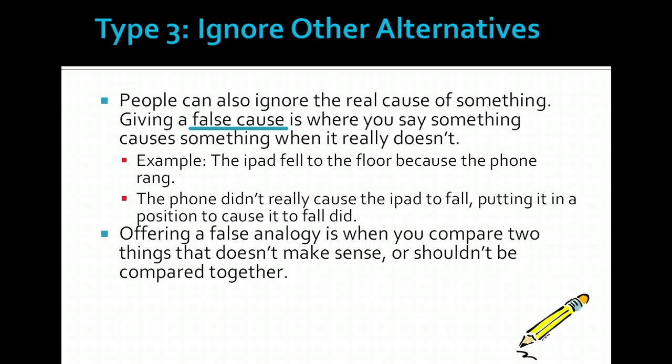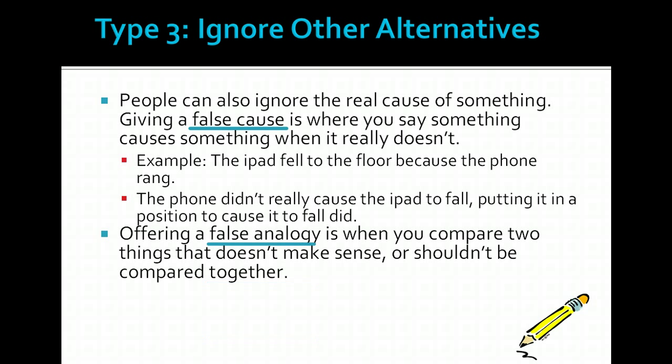And then also offering a false analogy. My husband is brilliant at these. This is where you compare 2 things that don't really make sense or shouldn't be compared together. My husband will say these all the time. He's probably one of the worst arguers I've ever heard. He uses false analogies like they're going out of style. And when he does this, I usually have to say, did you hear what you just said? That doesn't make any sense.